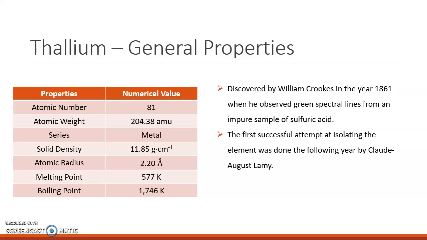Based on the table presented on the slide, thallium is a metal having an atomic number of 81, an atomic weight of 204.38 atomic mass units, a density of 11.85 grams per cubic centimeter, an atomic radius of 1.93 angstrom, and melting and boiling points of 577 and 1746 Kelvin, respectively.